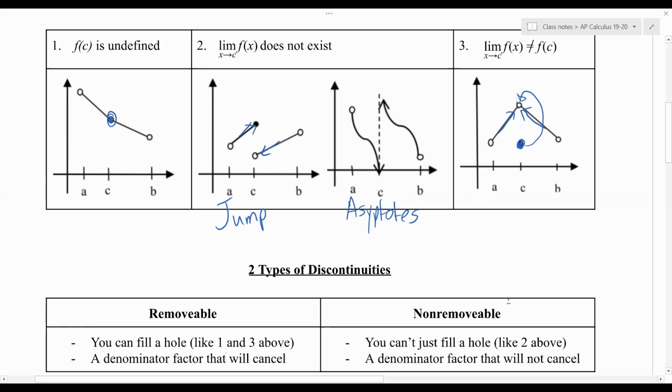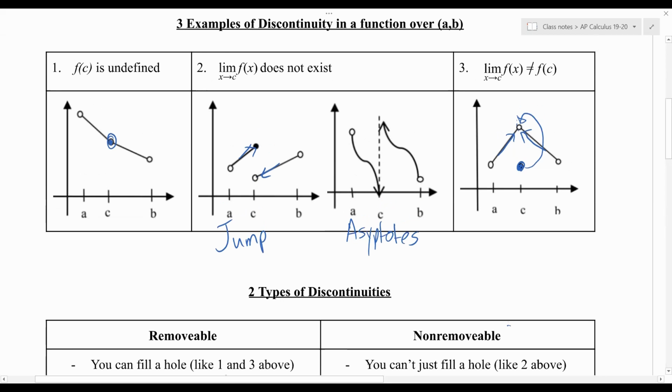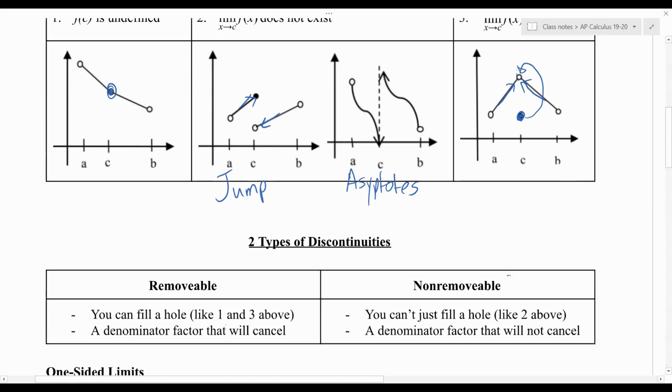Non-removable discontinuities, you can't just fill in with one point. It's a much bigger problem. That typically happens either when you have a piecewise function or you have an asymptote where you have a denominator factor that doesn't cancel, so you get positive or negative infinity.